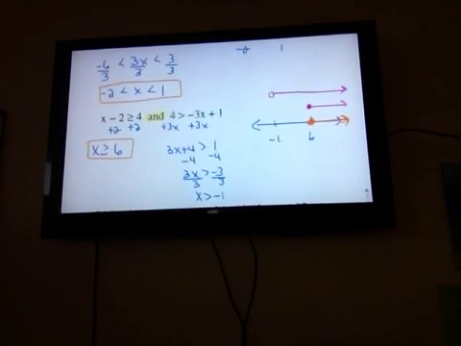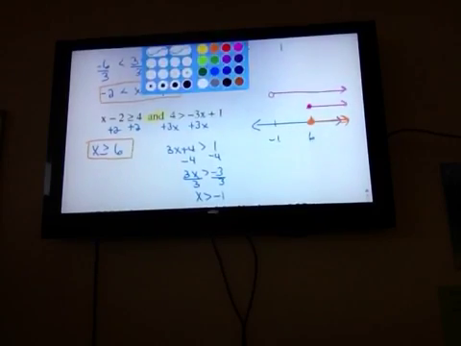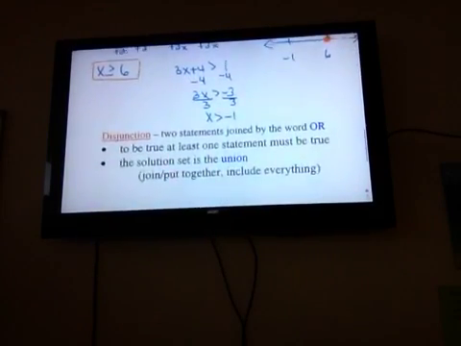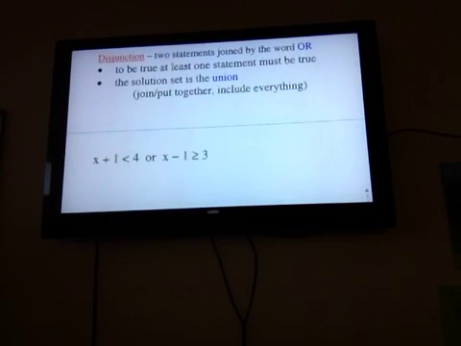All right, so I'm going to go to the "or"s, the disjunctions. Disjunctions are two statements joined by the word "or".